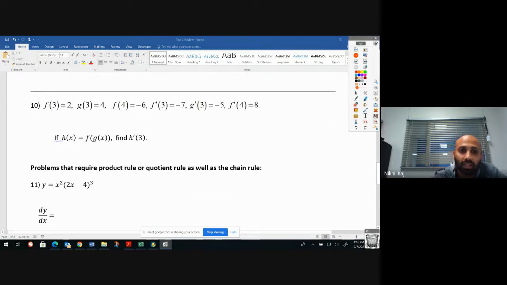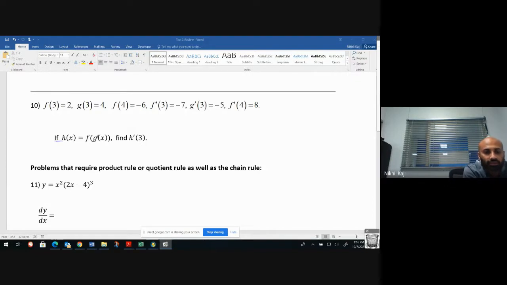Number 10. So here, they put the chain rule in this form where you have an inside. So whenever it's like this, let's take the derivative of the outside, which is f. So to take the derivative of f, we just put f prime. Leave the inside the same. And then we multiply by the derivative of the inside, which we can just say is g prime. So there's our derivative. Now they want us to actually plug in 3 into x.